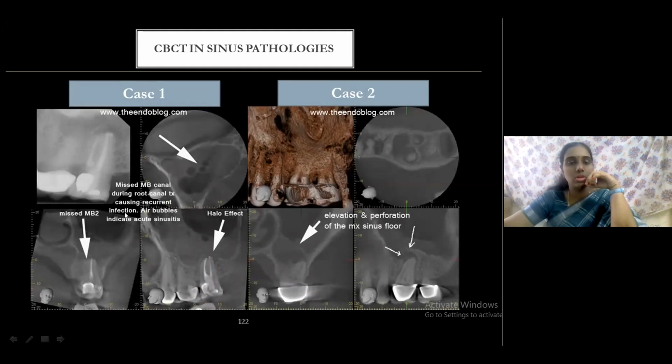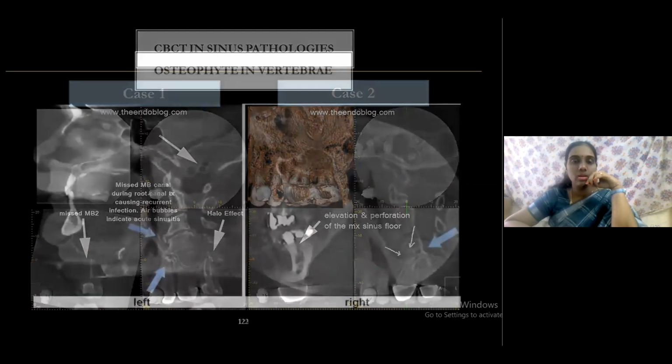CBCT and sinus pathologies. This is a case where there was a lesion in the sinus because of odontogenic origin. There was a missed MB canal, mesiobuccal canal, which is causing recurrent infection, and it causes acute sinusitis. These kinds of air bubbles, air trapped inside the sinus, indicate an acute lesion or acute infection. And there is elevation and perforation of the floor of the maxillary sinus. So these are some of the applications of CBCT in sinus pathologies.